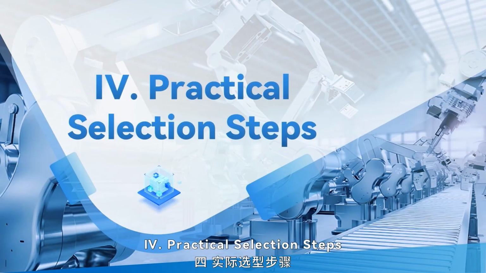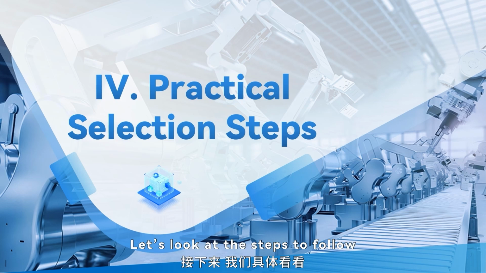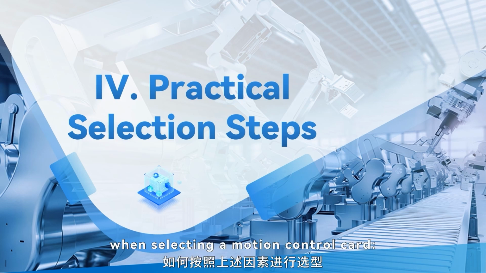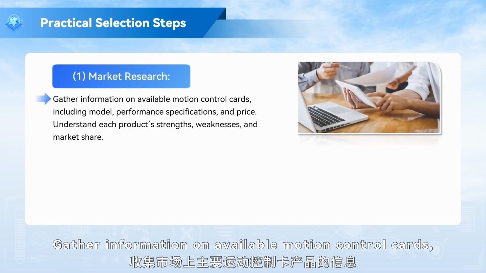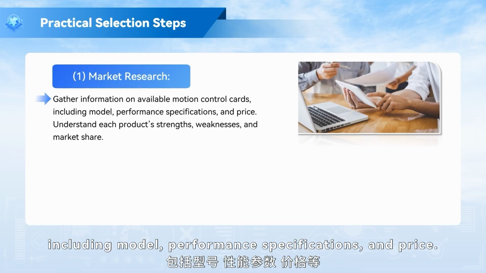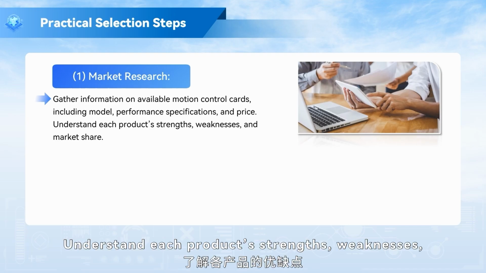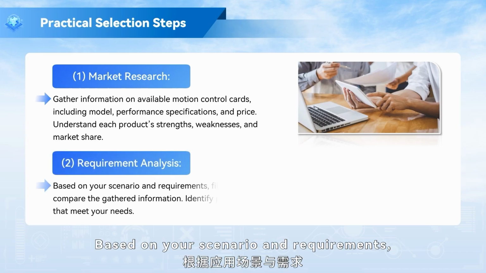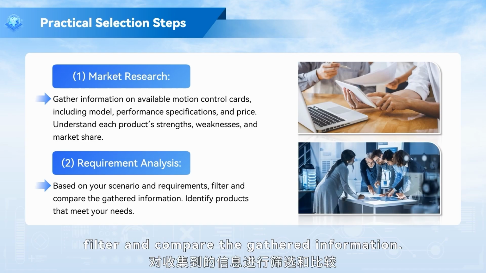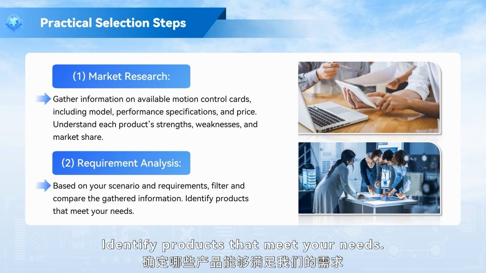4. Practical selection steps. Let's look at the steps to follow when selecting a motion control card. 1. Market research. Gather information on available motion control cards, including model, performance specifications, and price. Understand each product's strengths, weaknesses, and market share. 2. Requirement analysis. Based on your scenario and requirements, filter and compare the gathered information. Identify products that meet your needs.